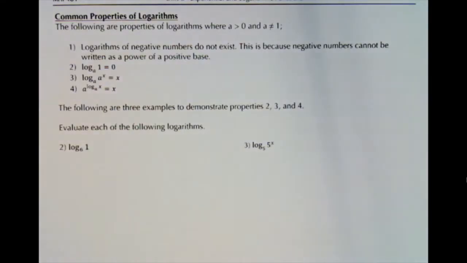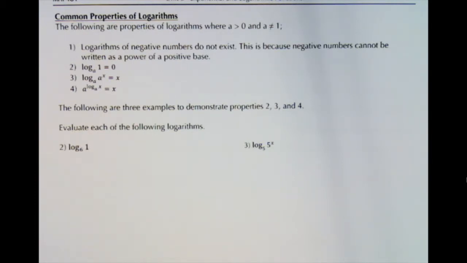All right, here's the second part of lesson 8.3, and that's common properties of logarithms. Basically, these are things that come up when you're trying to simplify expressions that involve logs or powers, things that you can keep in your toolkit to simplify these expressions quickly, rather than having to either evaluate them or perform multiple operations to simplify these expressions.